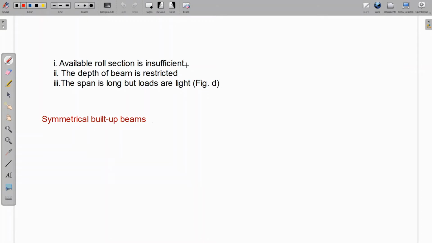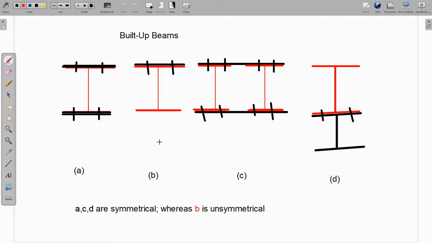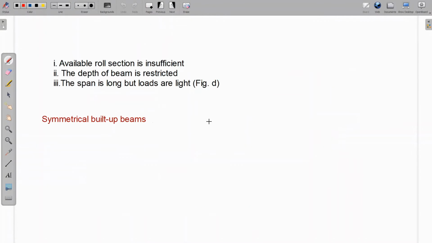So in that case also we need to go for built-up sections. Since I told you that there are two types of systems, one the symmetrical built-up section and another the unsymmetrical built-up section, let us see how to solve a symmetrical built-up beam.